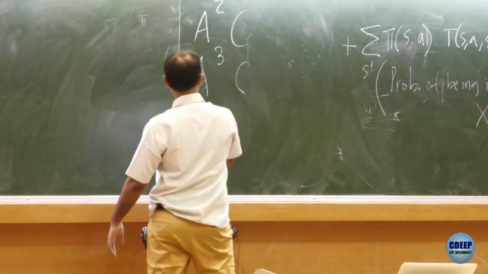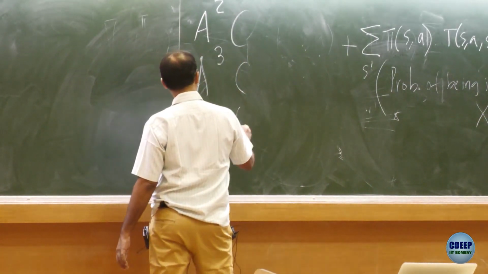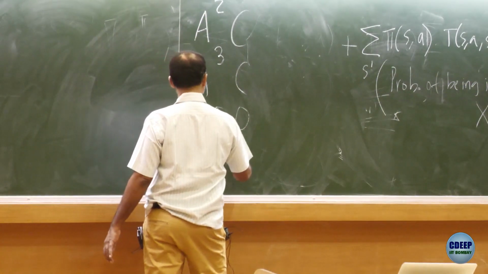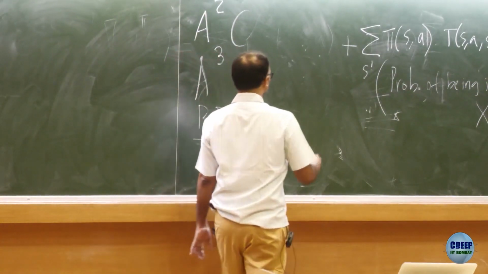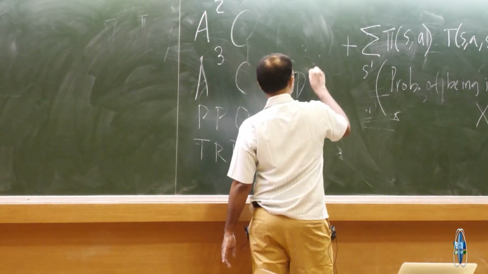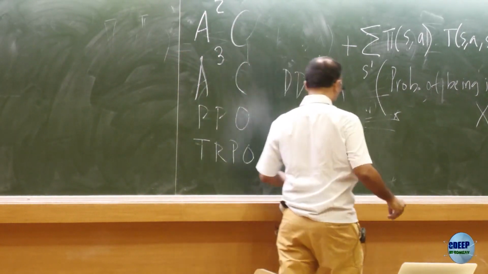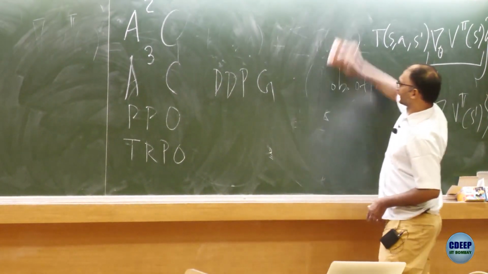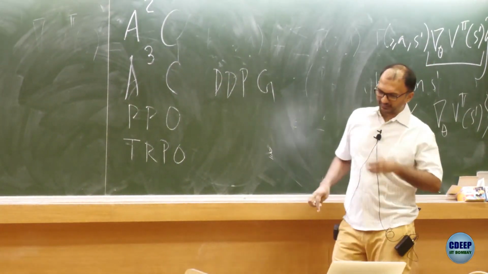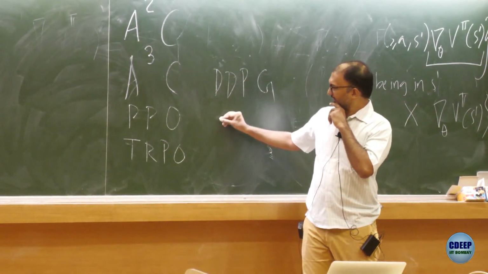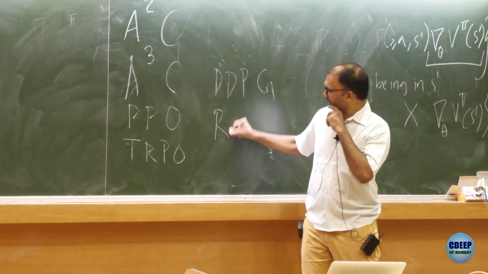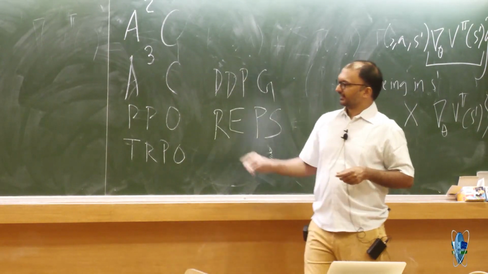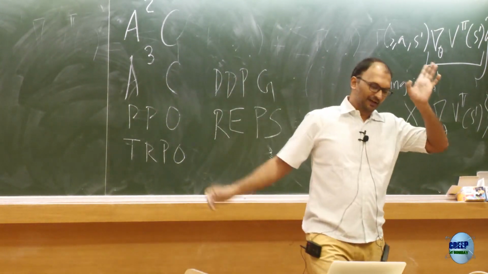There is proximal policy optimization. There is something called trust region policy optimization. There is something called DDPG, which you can use if you have continuous actions. There is something else, I think something called relative entropy policy search. There is like enough, okay.